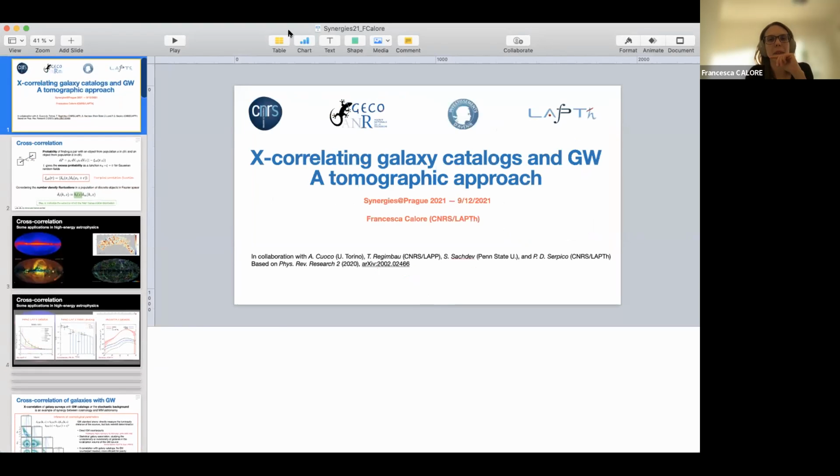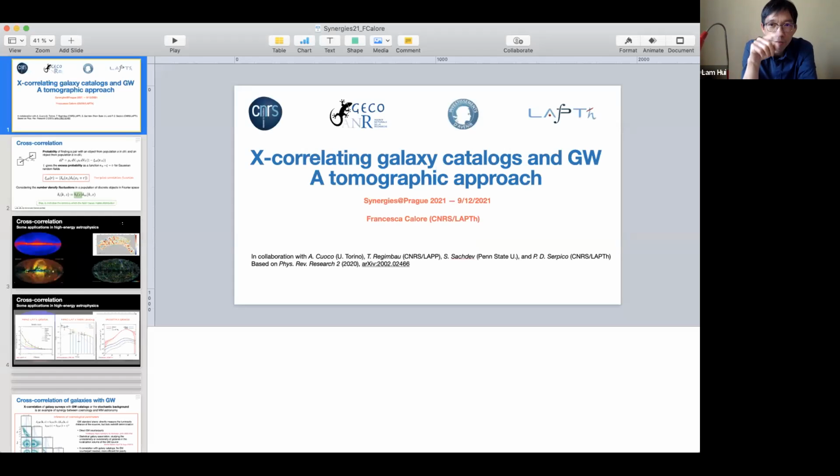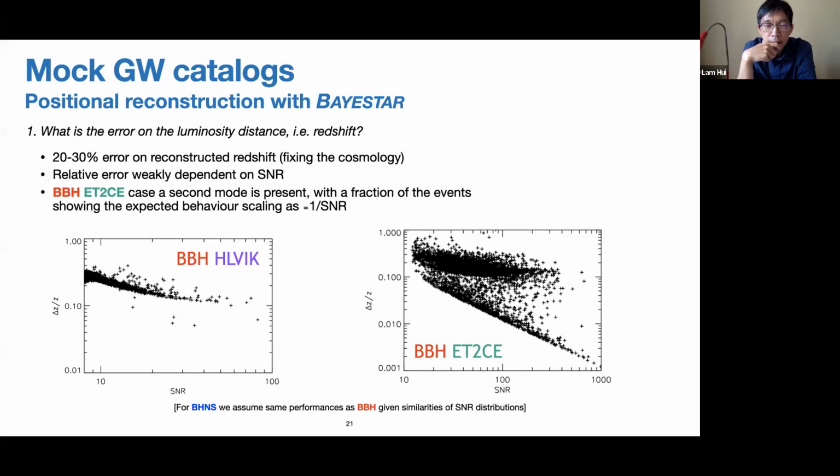I have 2 questions. One question is, somewhere in the middle of your talk, you have a plot of the redshift error versus the signal to noise for the events. Yeah, that plot. And in the plot on the right, as you said, there are somehow 2 modes. Some of the events have a redshift error that actually decreases basically inversely proportional to signal to noise, but there are some that do not. For a given event, what is the factor that tells you which one you belong to? What makes the difference?